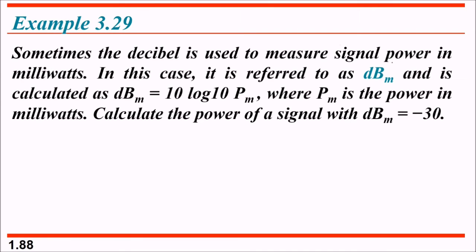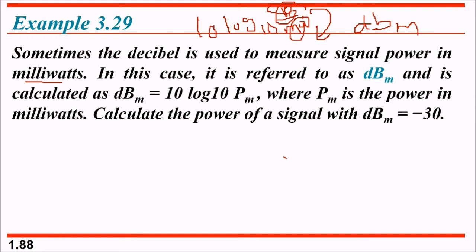Sometimes the decibel is used to measure signal power also in milliwatts. That is what I indicated, it is given by dBm. dBm is nothing but 10 log base 10 of P1 by P2, where P2 is nothing but the milliwatt. So the measure of power is with respect to a milliwatt; the denominator is a milliwatt. Then we represent this as dBm, or you can easily write dBmW, but we are lazy, we'll write only dBm, and this is calculated by 10 log 10 Pm, where Pm should be in milliwatts. So you can easily calculate by this formula.